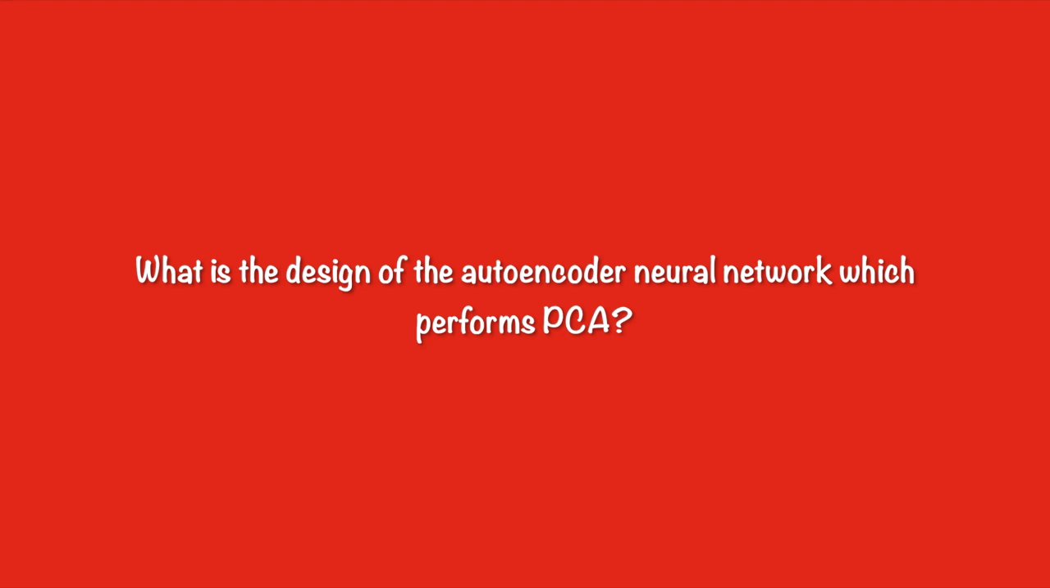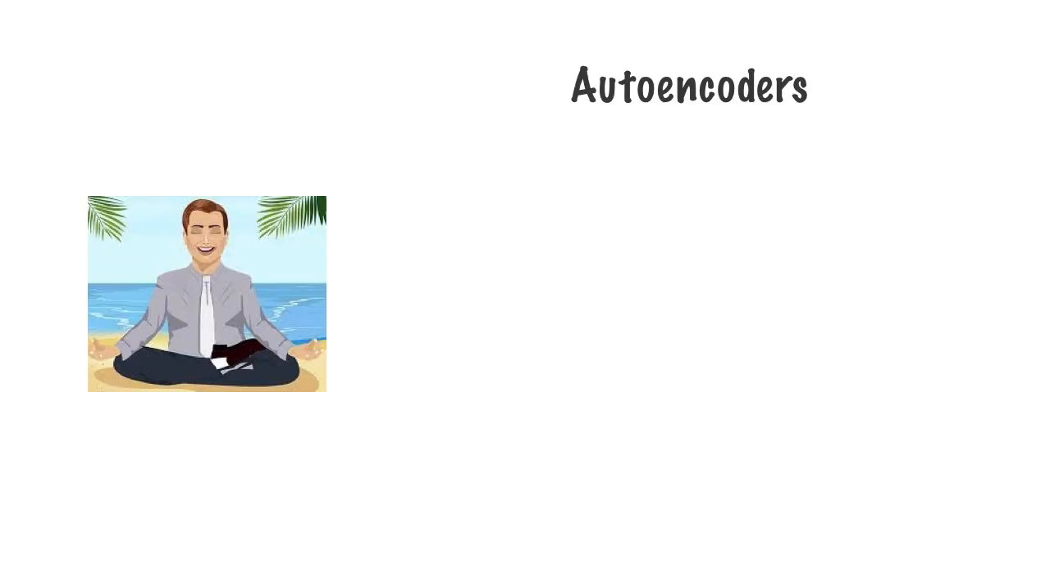Autoencoders, when designed in the right way, can perform principal components analysis. How are these neural networks designed? We'll quickly summarize what we know of autoencoders so far, and then we'll see how we can achieve everything that an autoencoder is supposed to do using a neural network.